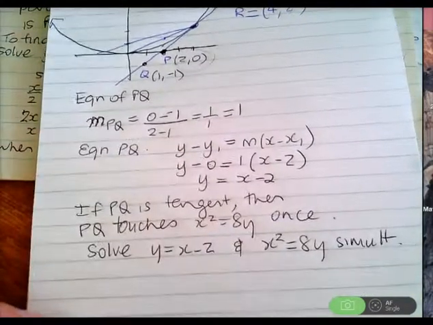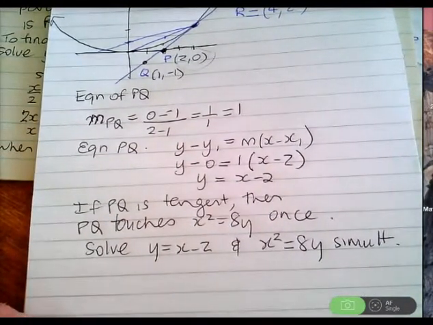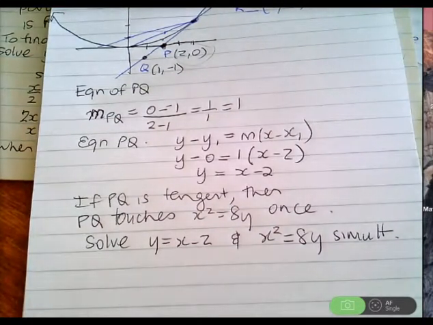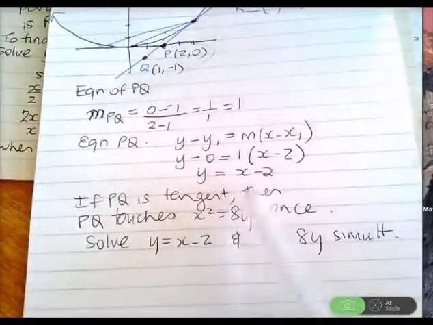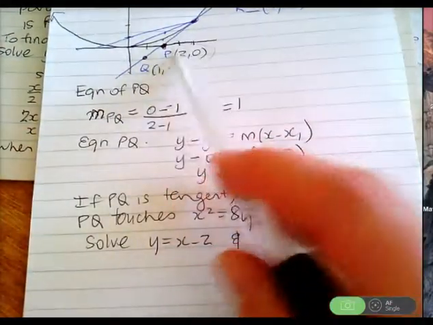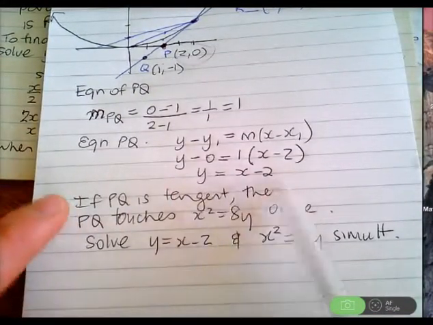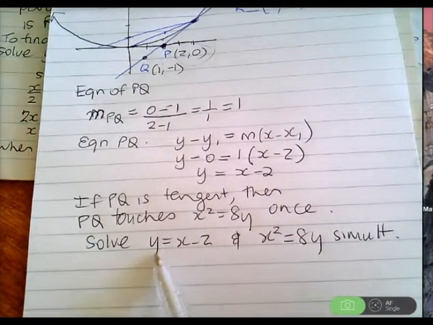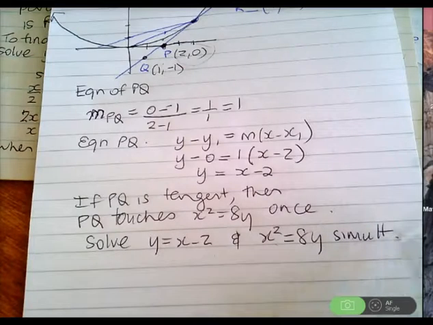But you know what, girls? You actually don't have to. Oh, we will solve it. You know why? Because we're going to show that R is the point of contact. Do you get what I'm doing? We've just found the equation of PQ, just using the normal method. If PQ is a tangent, it will only touch that parabola once. So solve where the line y equals x minus 2 and the parabola meet, solving them simultaneously.